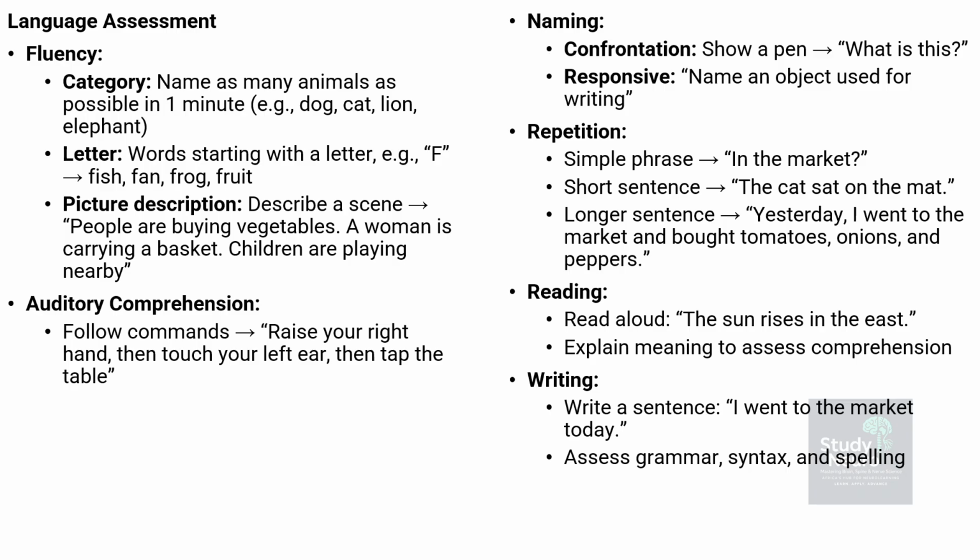Repetition examines the link between understanding and speech production. A simple sentence, such as, "The cat sat on the mat," can be used, and errors can suggest disruption of language connections. For reading, the patient may be asked to read a short sentence aloud, such as, "The sun rises in the east," and then explain what it means. This helps separate decoding problems from comprehension deficits. Finally, writing is assessed by asking the patient to write a simple sentence about their day. This allows evaluation of spelling, grammar, syntax, and written expression.